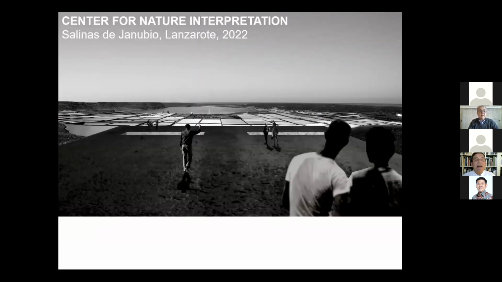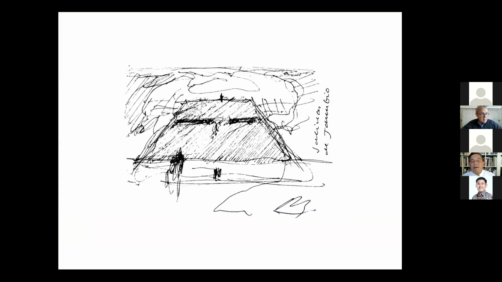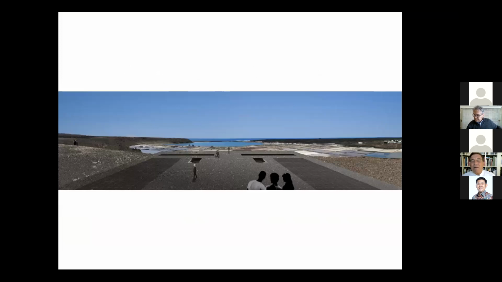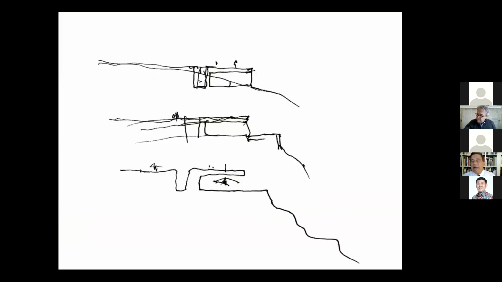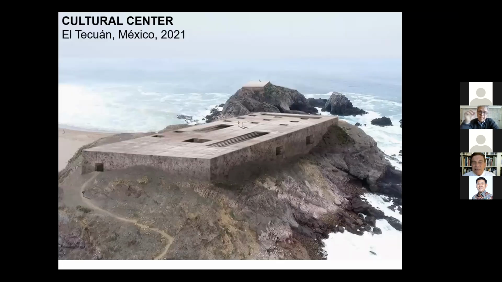After, with the same idea, I designed the salt mines in Canary Island, that maybe are coming, maybe this year will be under construction. They are salt mines in front, one more time, of the sea, of the Atlantic Ocean, and the idea is more or less the same. The idea of a building embedded and making a plan.